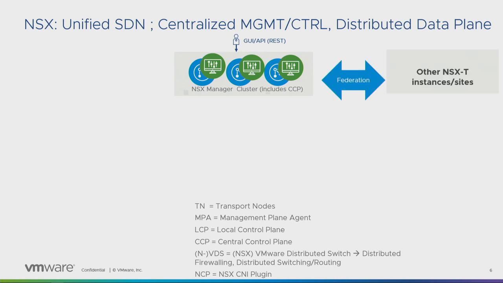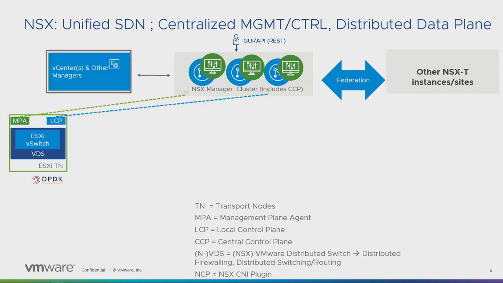Then those control plane nodes can also talk to other NSX-T instances. That's through what we call federation. We'll talk more about that later. And then they connect to the data plane. The data plane, for the most part, is going to be on ESXi hosts, which we call transport nodes. NSX basically takes the VDS as you know it and turns it into a VDS plus. So it adds routing capabilities, firewalling capabilities, tunneling capabilities, and so on. And they connect to both the management plane as well as the control plane on those ESXi transport nodes.